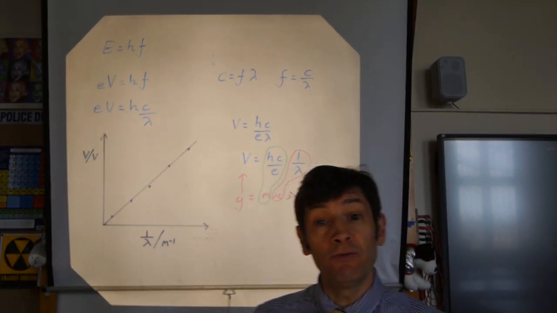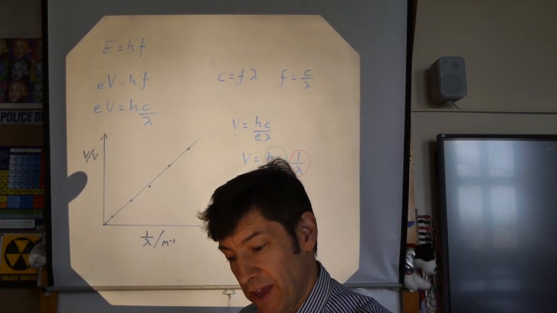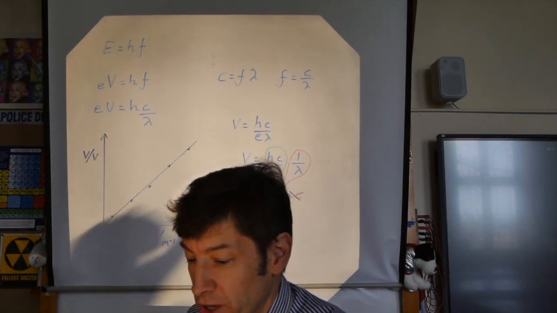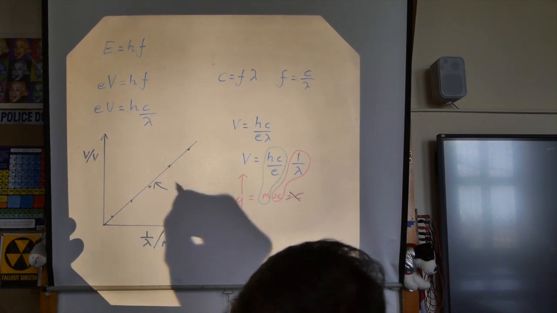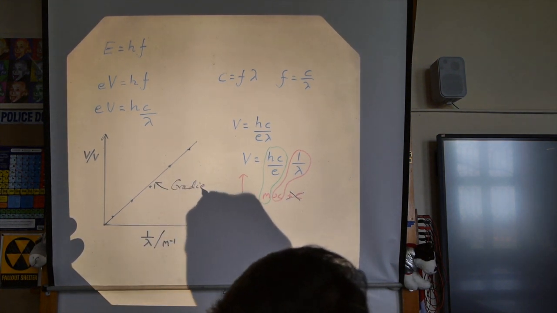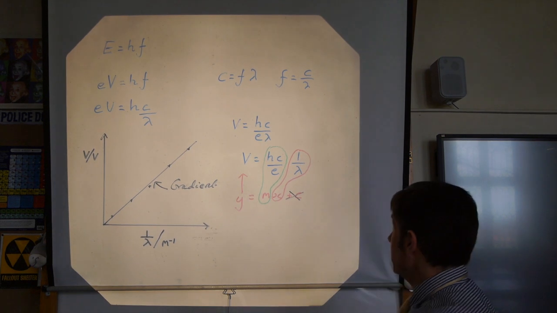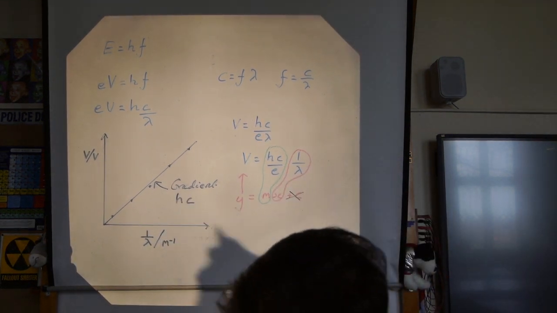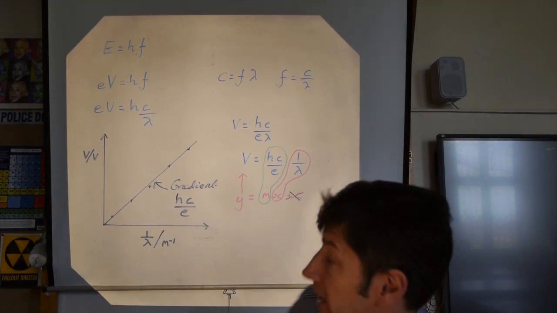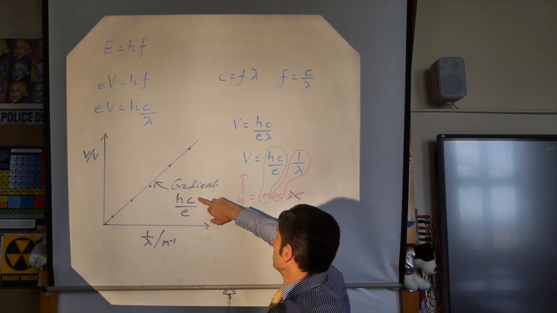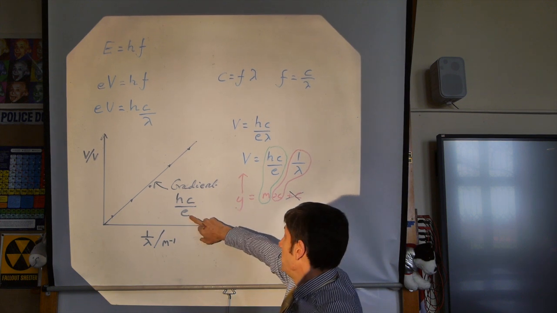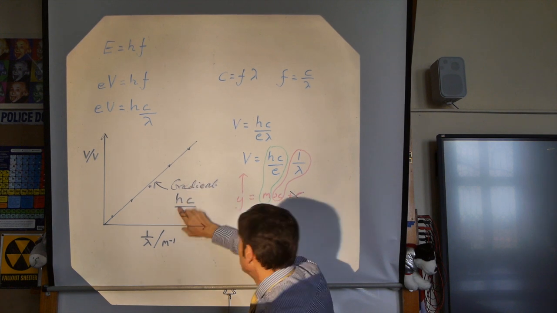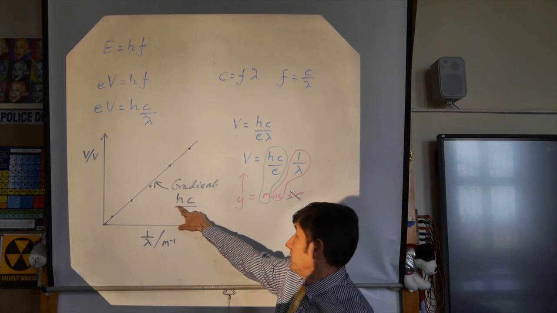And then being really, really careful with units, V and 1 over lambda, okay, we need to work out here the gradient. And you can see from the maths that the gradient of that is going to be HC upon E. Okay, so you know C, yeah, speed of light. You know E, the charge on an electron. So if you get the gradient, you can then work out H, the Planck constant.